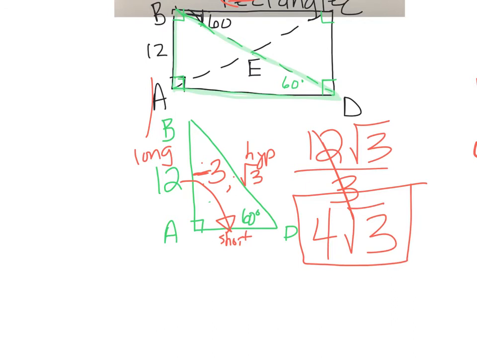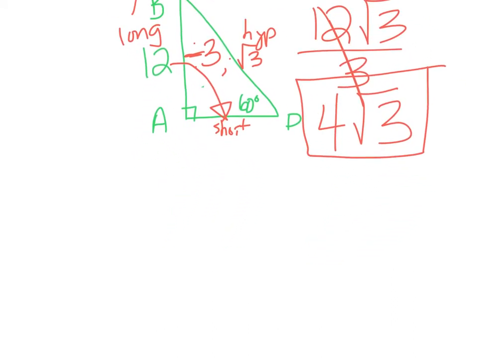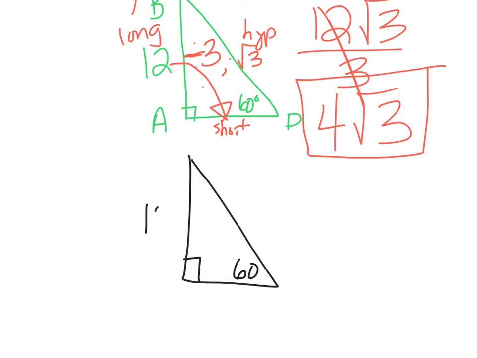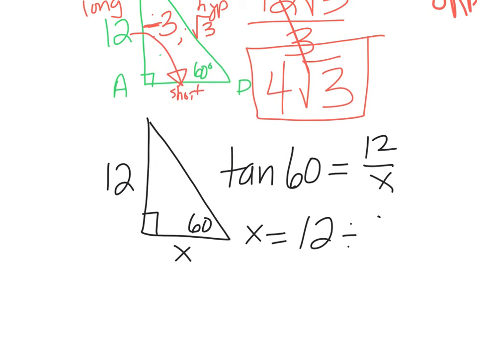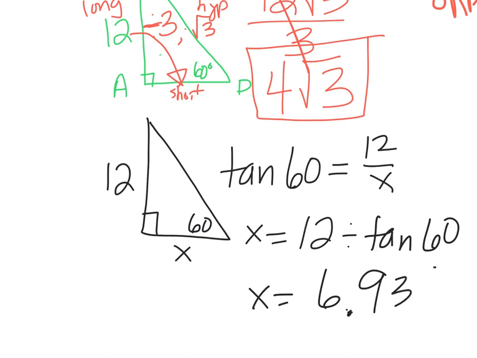No, just kidding. In case you forgot your special right triangles, we could always use trig. So let's show you the trig for a 60-degree angle. 12 is the opposite side, and this is your adjacent side. So we could write down the trig relationship, tan 60 equals 12 over x. Solving for x, we get 12 divided by tan 60. And my calculator says this is 6.93, which is 4 radical 3 as a decimal approximation.